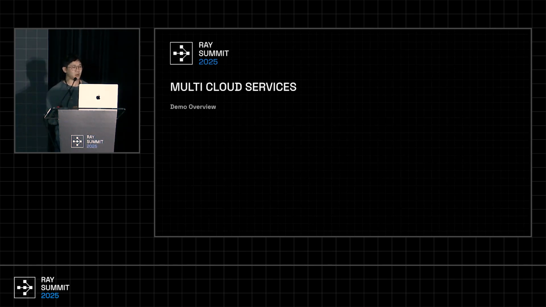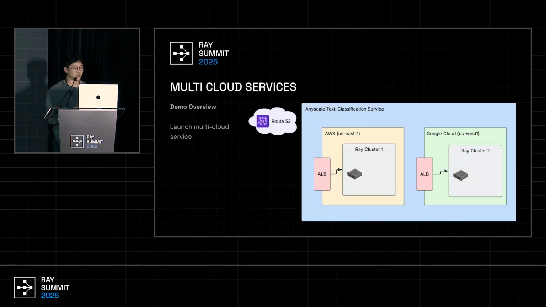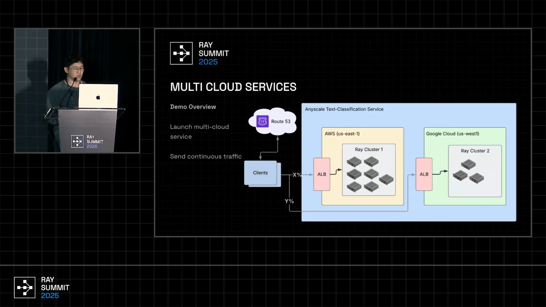So before we jump to the demo, I'll just give a brief overview of what we're going to see. We're first going to launch a multi-cloud Anyscale service, and the clusters are going to operate in both AWS and Google Cloud in 2 separate regions. Next, we're going to spin up a few clients that are going to send continuous traffic to our service. The traffic is going to be split between the AWS cluster and the Google Cloud cluster, and these weights are dynamically configured by the Anyscale control plane depending on the hardware availability in the cloud provider's region.